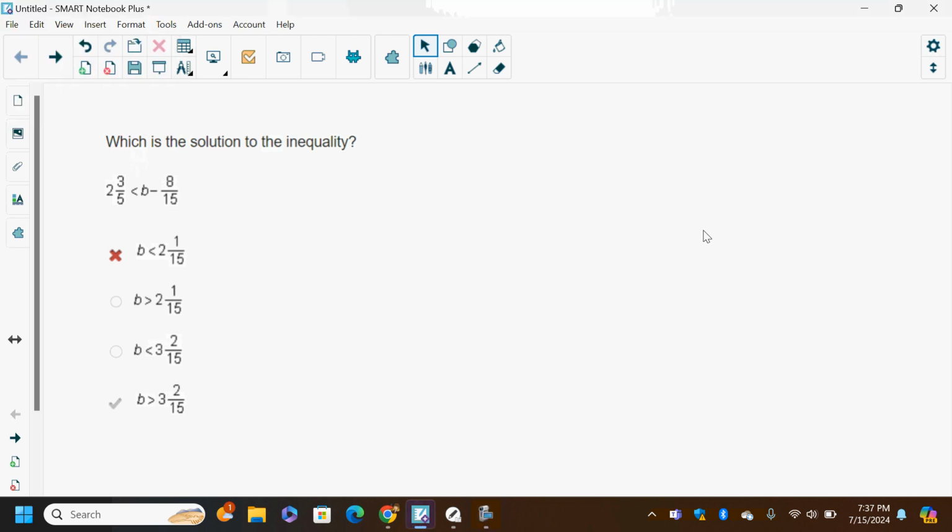Which is the solution to the inequality? So in order to do this, I'm going to actually reverse the entire thing because it'll make it easier to see the solution. You can rewrite it as b minus 8/15 is greater than 2 3/5, because if you reverse an inequality, you have to flip the entire thing around.